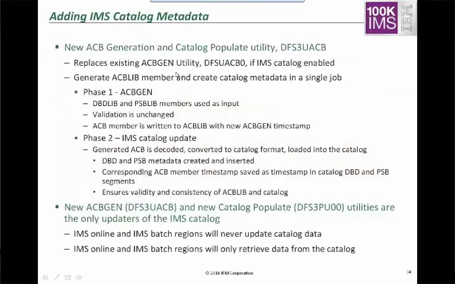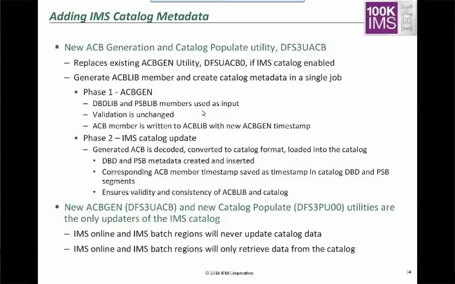Now, just a couple more things before I close. There's a new ACB Gen and catalog populate utility. This is called DFS3UACB. It replaces your existing ACB utility, which is DFSUACB0, if the IMS catalog is enabled. Basically, within the same step, it'll update the ACB library, and that same information that it put in the ACB library, it'll also put in the catalog.